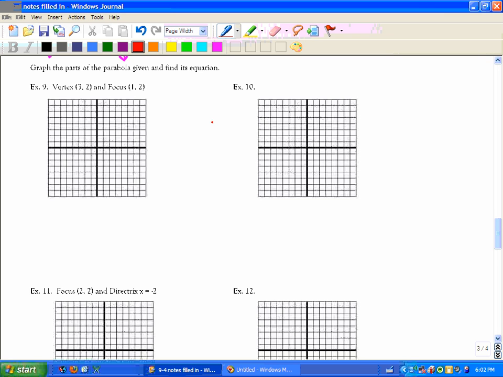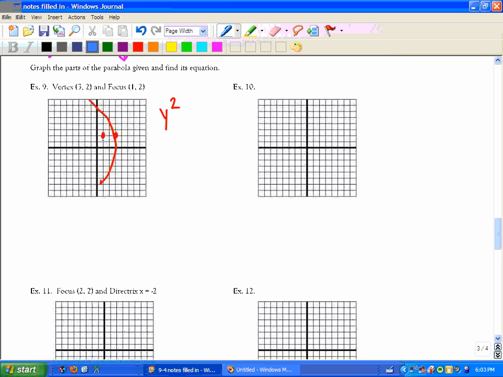The next part of this is if I give you the parts and pieces, can you make the equation? And so on this one, it says our vertex is at 3, 2. So the first thing you want to do is to get a picture of this. So that's your vertex. We have no idea which direction it opens, but if the focus is at 1, 2, and we know that the focus always has to be inside the parabola, that means it's going to have to open to the left. So it's going to have to be a y-squared equation.